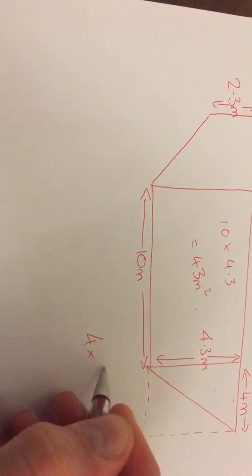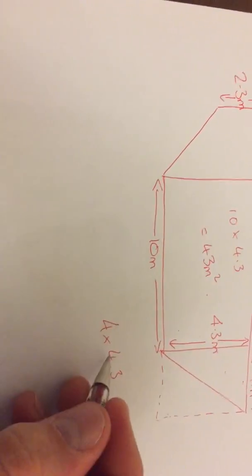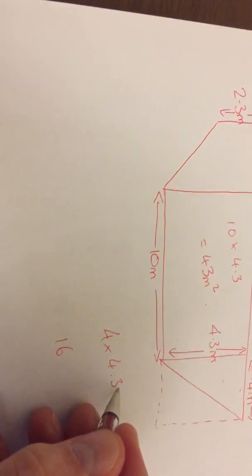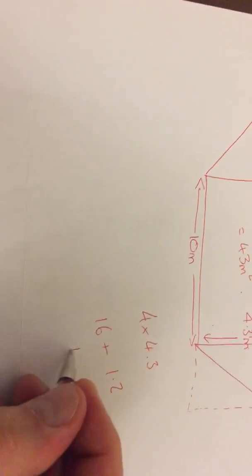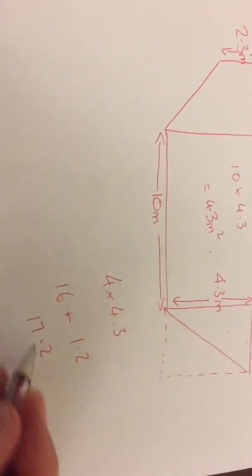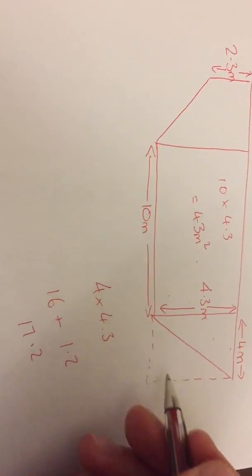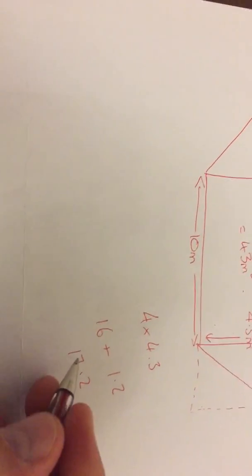So let's do this. 4 times 4.3. 4 4s are 16, and 4 times 0.3 is 1.2. Add these two things together, gives you 17.2. Now that tells you the area of the whole rectangle. We now need to half that.